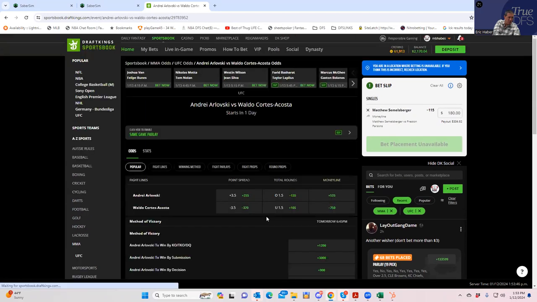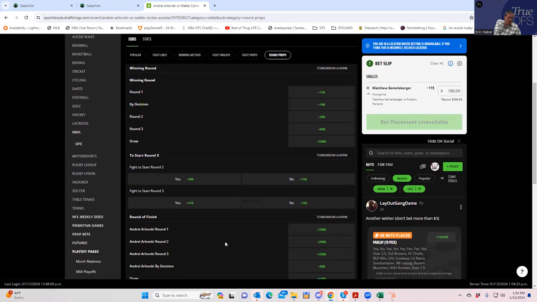Andre Arlovsky versus Waldo Cortez Acosta. So Cortez Acosta is younger. He's the better hitter. Andre Arlovsky is 44 years old. But I don't know what it is that people are somehow giving Arlovsky a chance here. I've heard some people try to play him by decision. They don't believe that Acosta can get this done, that Arlovsky's got, I don't know, veteran savvy. I'm just, in a weird way, like the fade is to just play Acosta and knock his block off in the first round. So that's what we're going to do here. We're going to play Acosta round one.